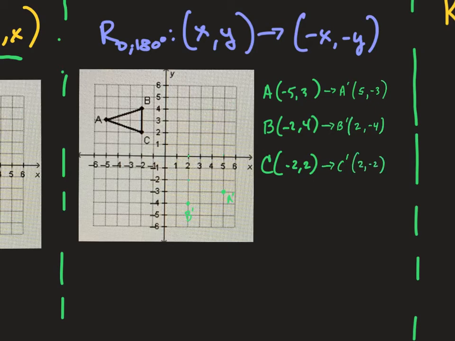And that's going to be C prime, and when I connect that, I have the new image, which is going to be C prime, B prime, A prime. So that is the 180 rotation. I know this may seem foolish, but a positive 180 or a negative 180 rotation is going to end up in the same location.